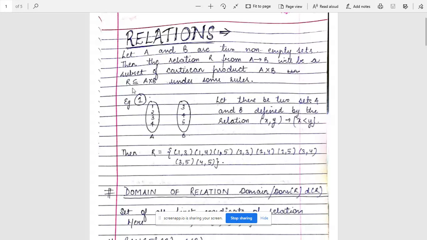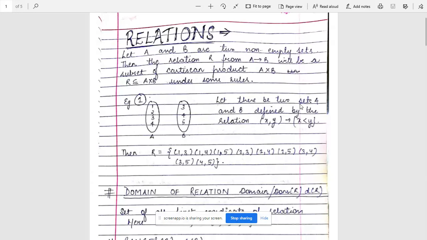A cross B is a set, and R, a relation, is a subset of A cross B under some rules. Rules means less than, greater than, equal to, whatever it may be defined. For example, suppose there are two sets A, with elements 1, 2, 3, 4, and in the second set B, three elements.